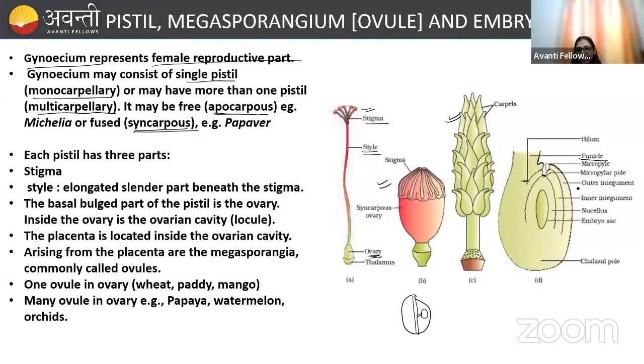And the ovule consists of integuments: the outer integument and the inner integument. When the ovule gets fertilized and forms the zygote, we call it a mature ovule. At that time, the outer and inner integuments will form the seed coat. The outer integument will form the testa and the inner integument will form the tegmen. The nucellus is present, and this is the embryo sac.